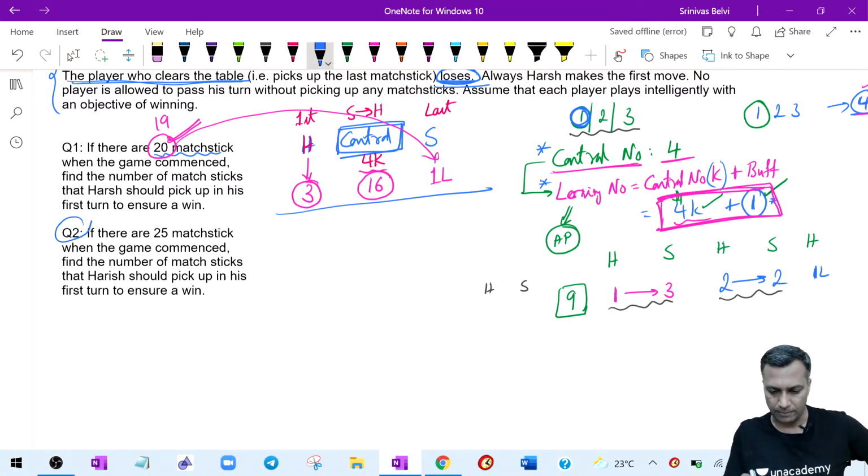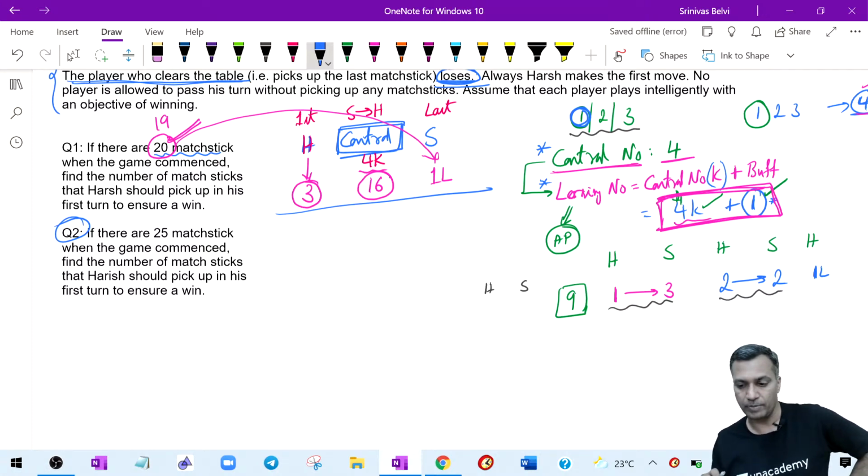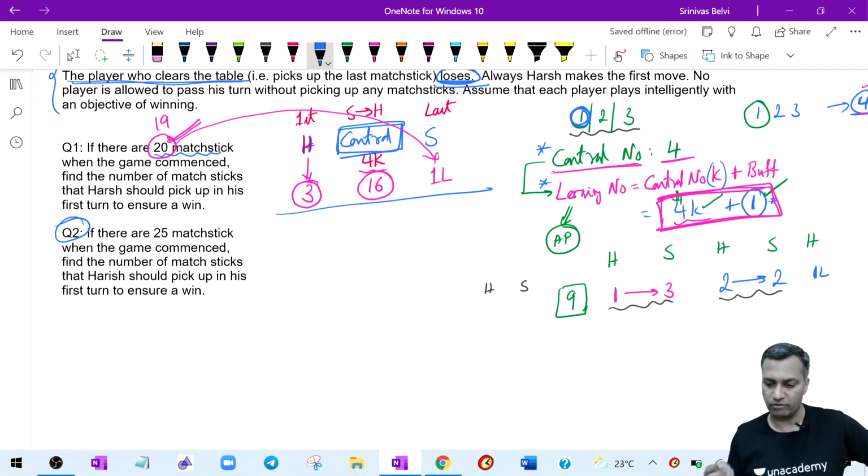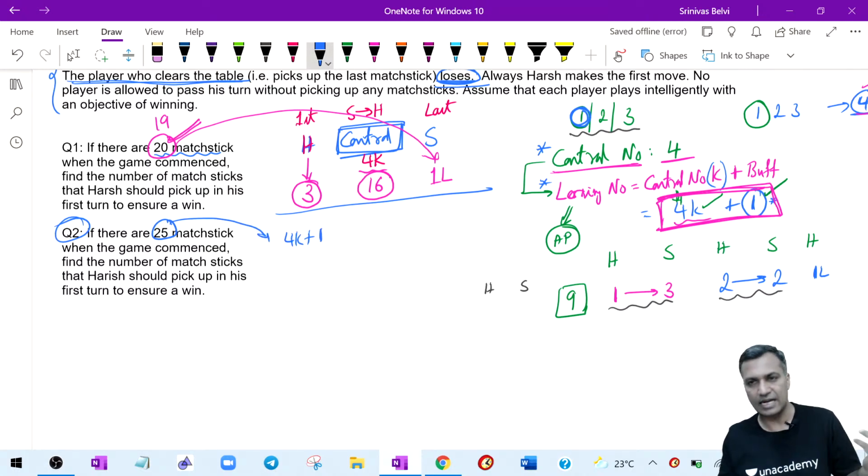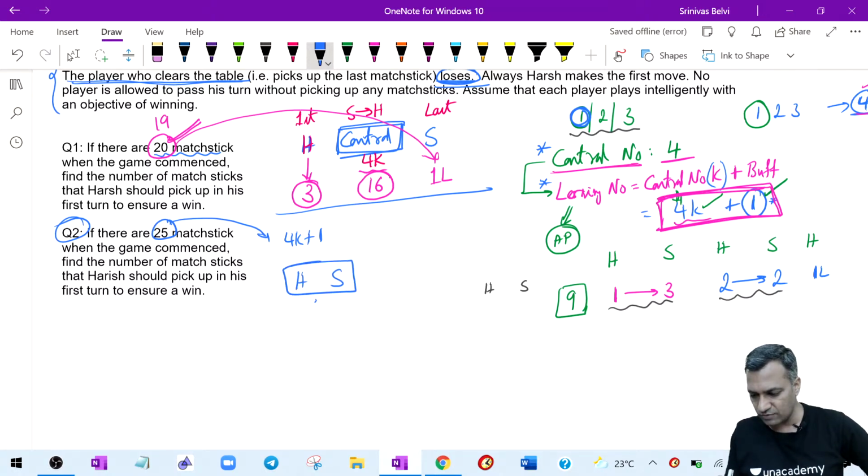Okay, coming to the next one. If there are 25 matchsticks when the game commenced, find the number of matchsticks that Harsh should pick up in his first turn to ensure the win. You understand that for 25, 25 itself is 4K plus 1. Therefore, Harsh says that I can't control anybody, that somebody will start controlling me. Harsh will be controlled by 4K times. Therefore, Harsh will come back and pick the remaining one and is going to lose.